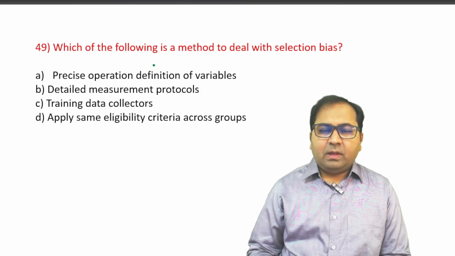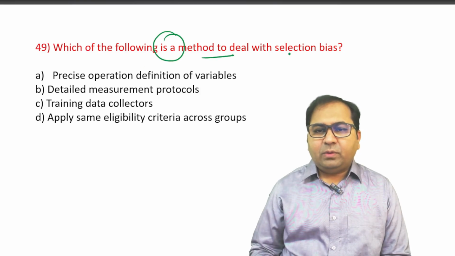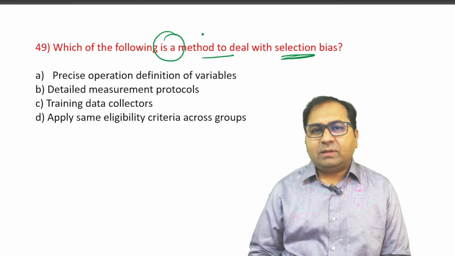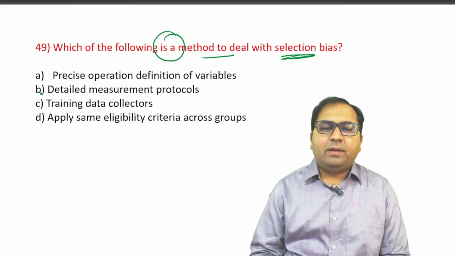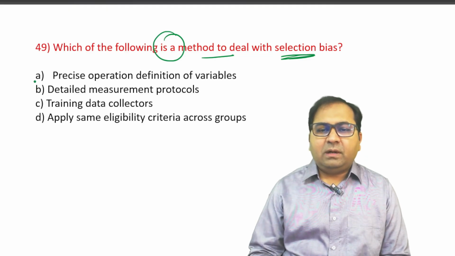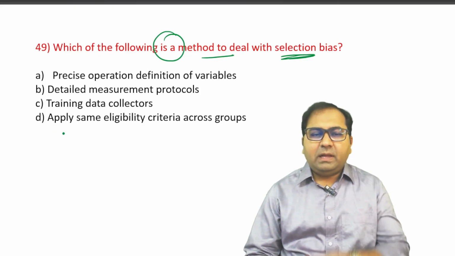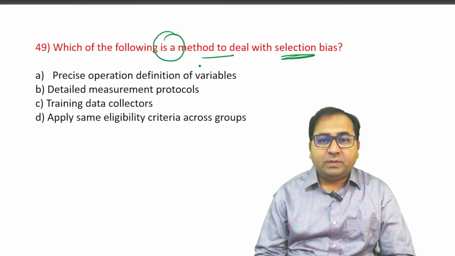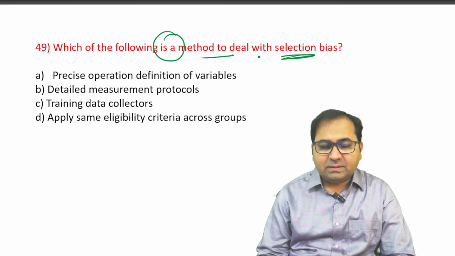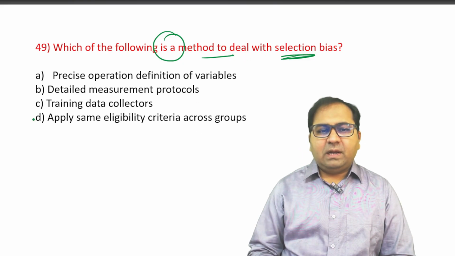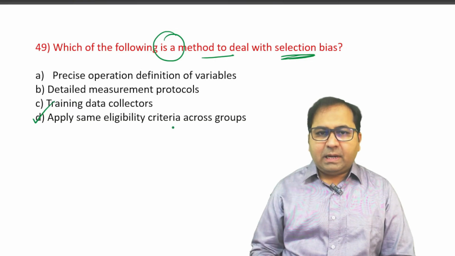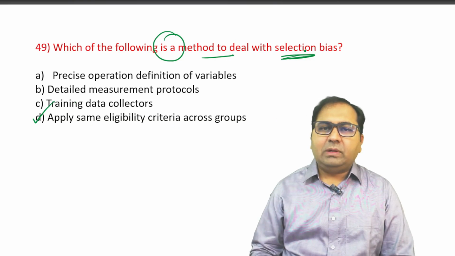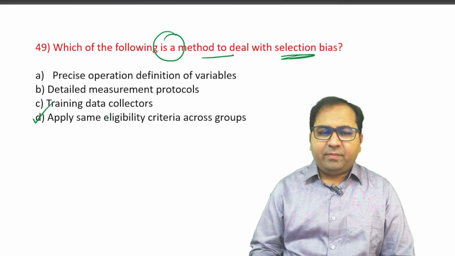Next question. Which of the following is a method to deal with selection bias? Now they have asked regarding selection bias. The options are A, precise operational definition of variables, B, detailed measurement protocols, C, training the data collectors, or D, apply the same eligibility criteria across the groups. So which is the method to deal with selection bias? The answer is D, apply the same eligibility criteria across the groups. We have seen this previously.